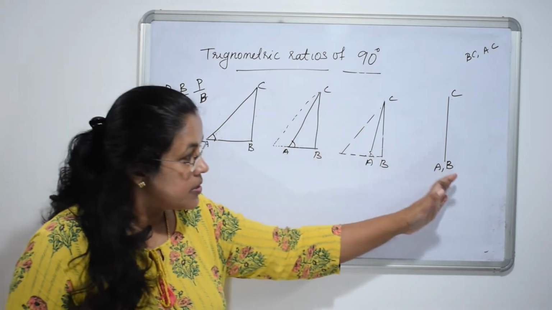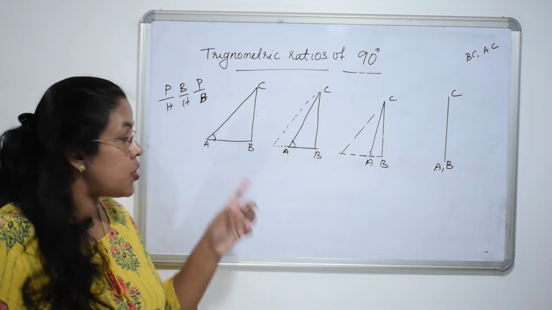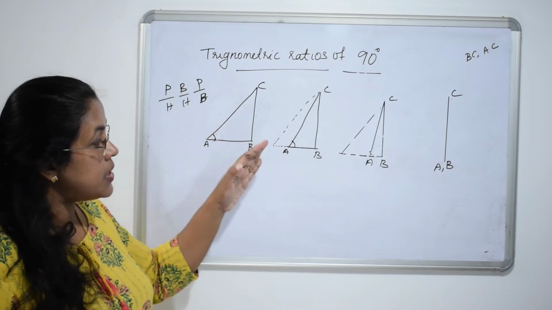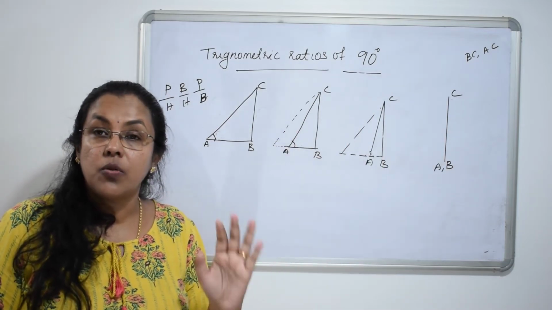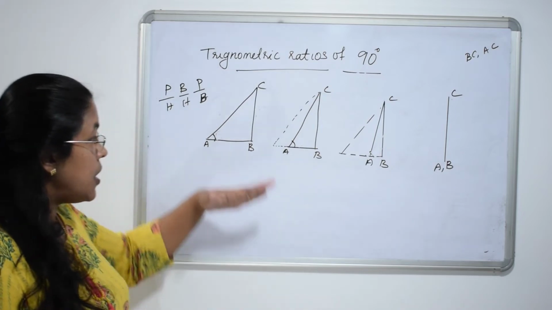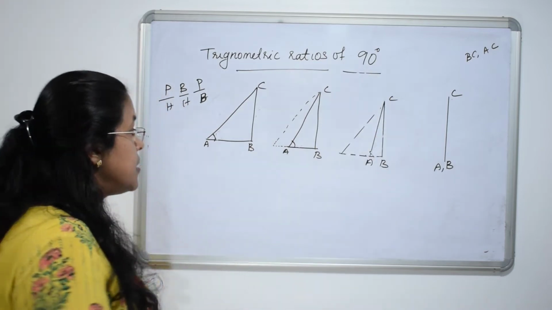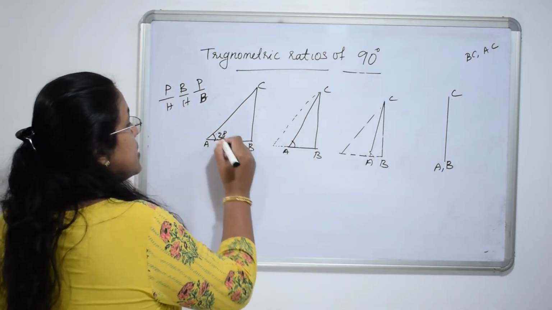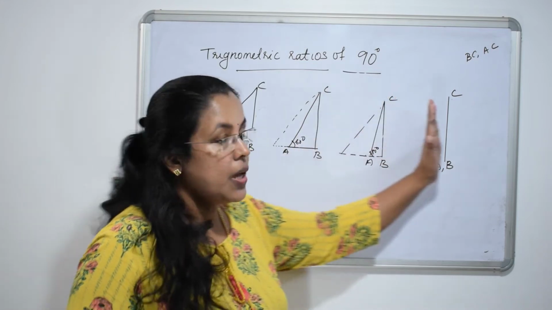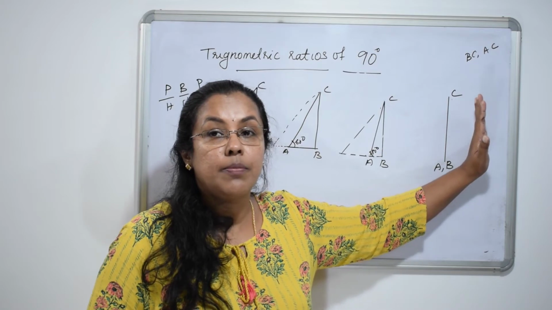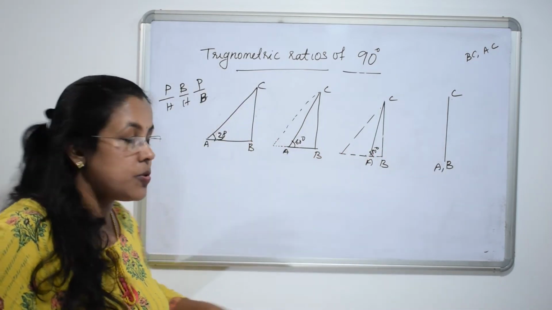Look at these triangles. What happens to the trigonometric ratios of angle A when it is made larger and finally becomes 90 degrees? Suppose this is 30 degrees, this is 60 degrees, this is 80 degrees. Then it becomes 90 degrees now. What happens to the trigonometric ratios? We are going to write it.